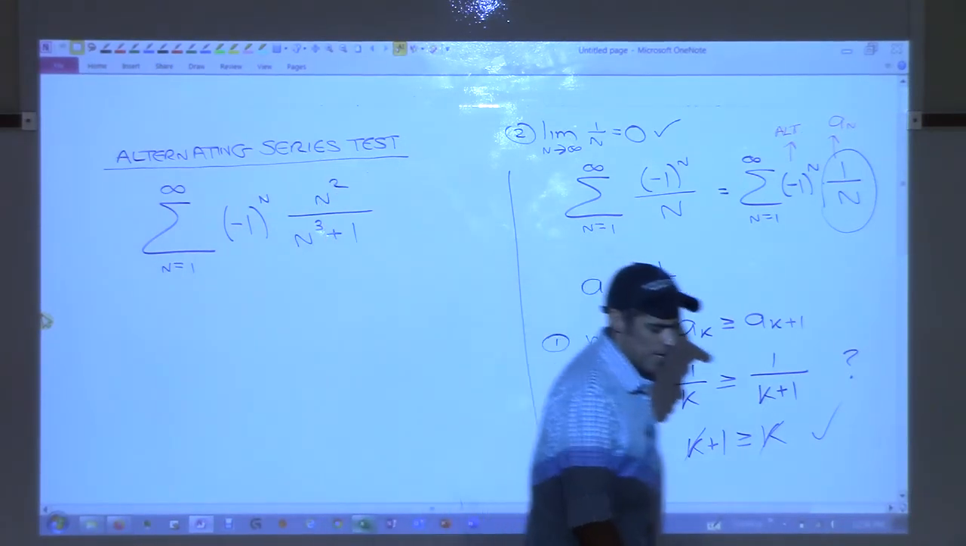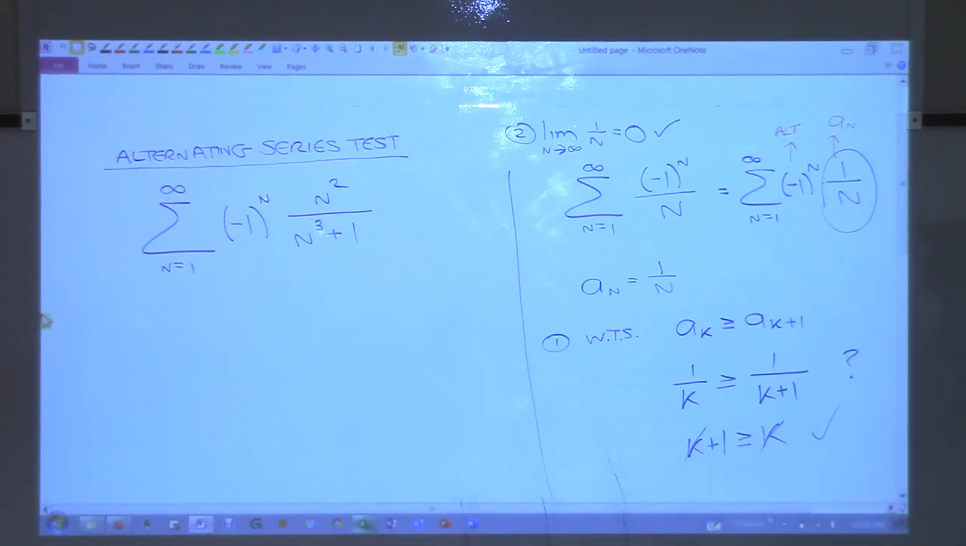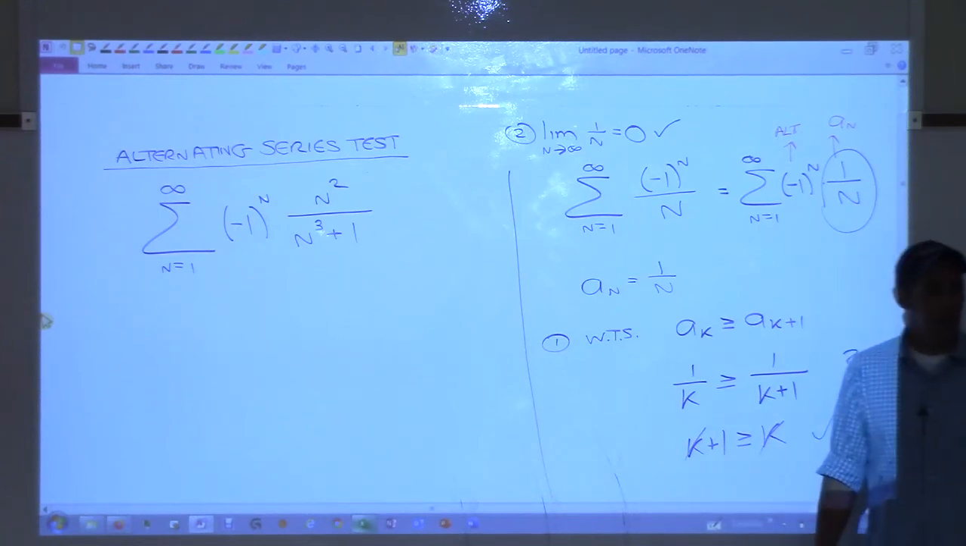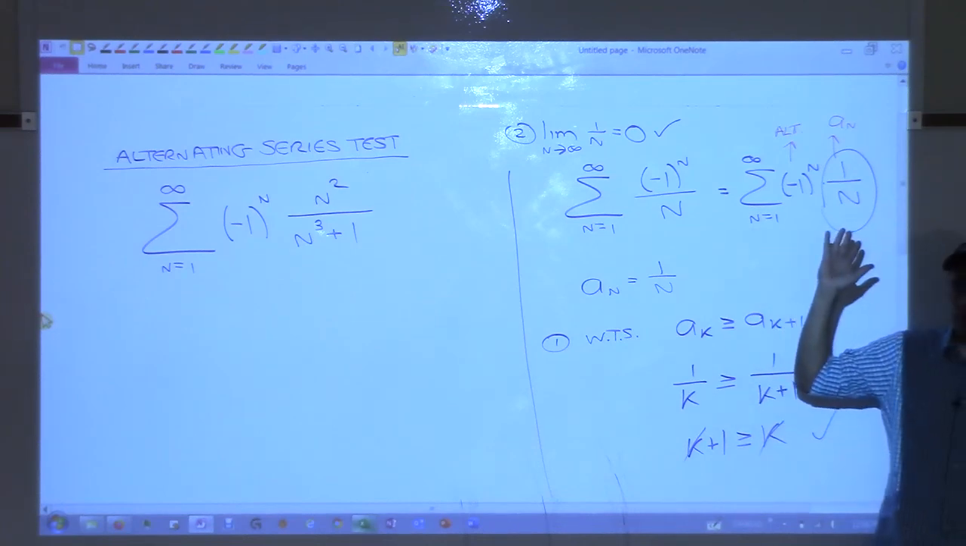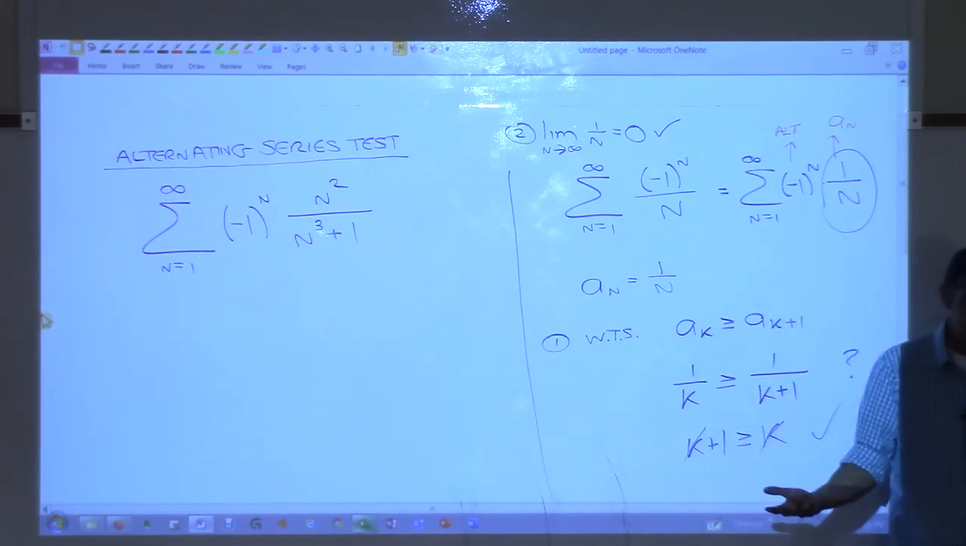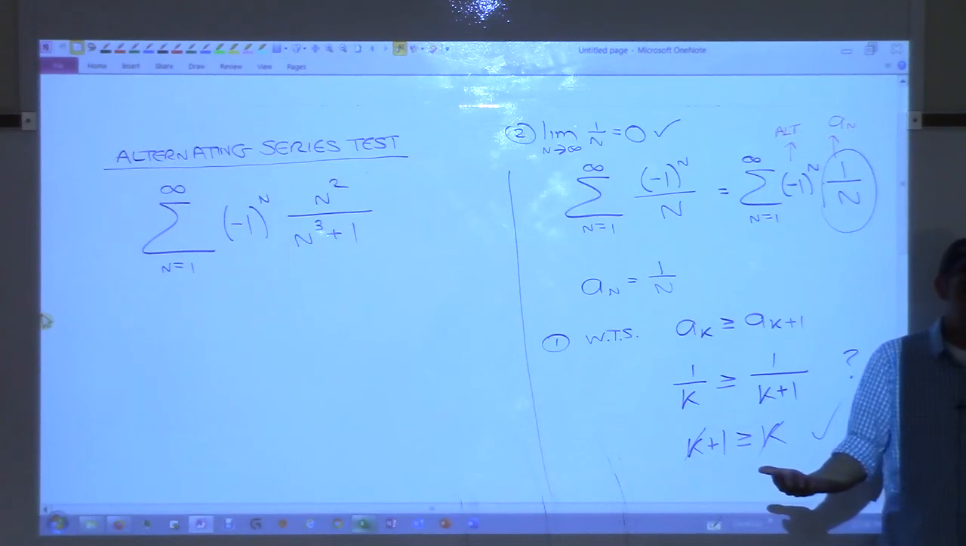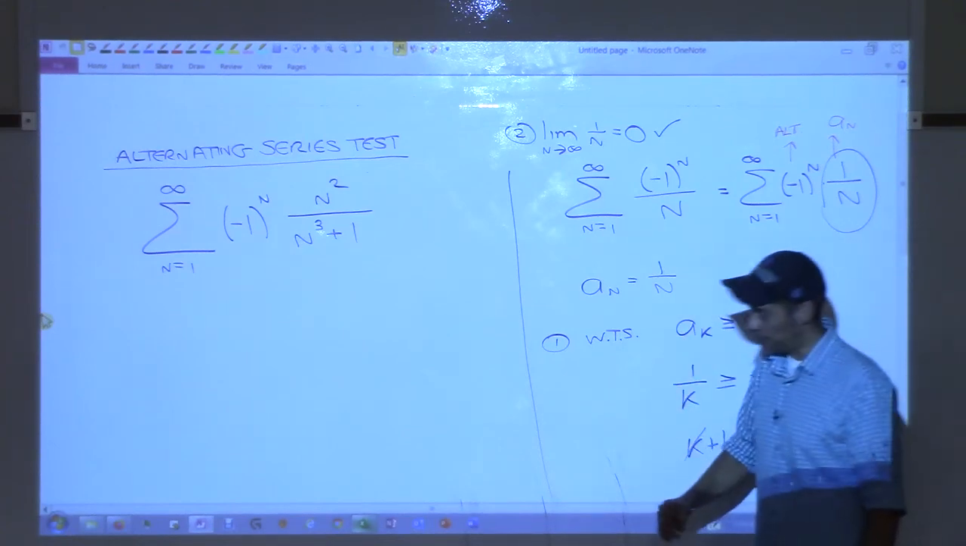All right, does that series converge or diverge? Okay, so what's the first thing you notice about it? It's alternating, right? -1 to the n. Alternating. So the first thing you should be thinking is alternating series test. All right? It's the first thing you should think.